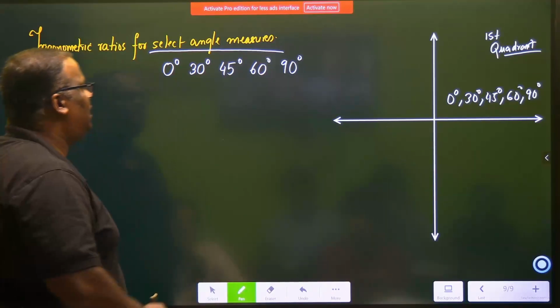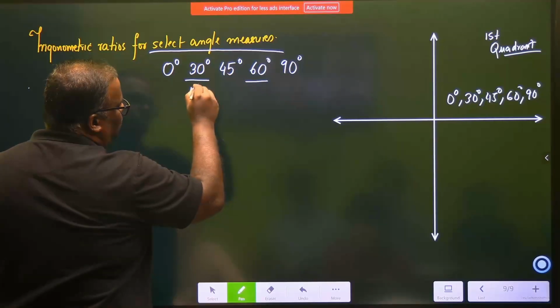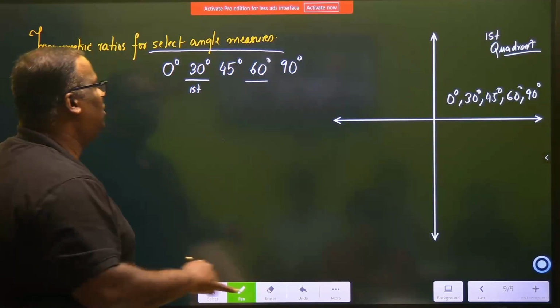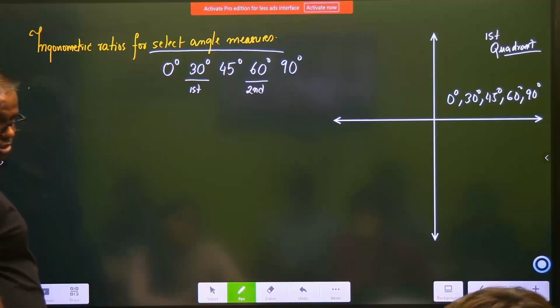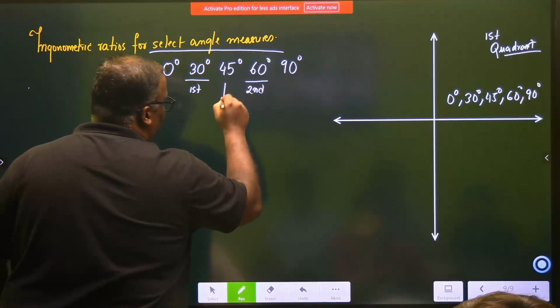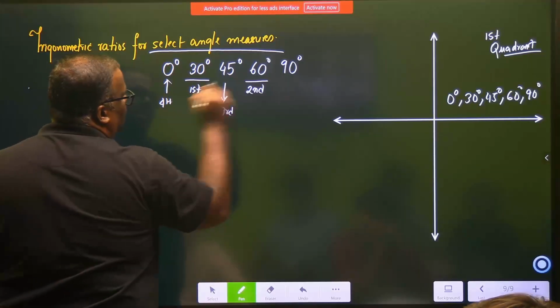In order to learn that technique, we will first learn 30 and 60. This will be the first we learn. Suppose you have forgotten also, we will take time in this chapter. The second is how to get this measurement. Then we will learn this one as our third, this as our fourth, and this as our fifth.